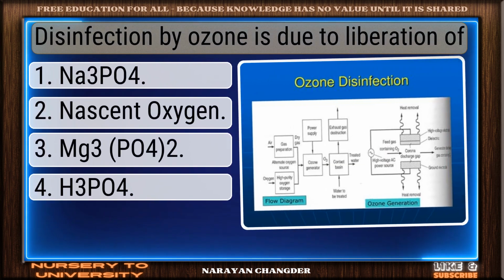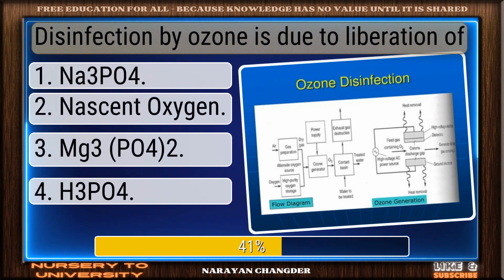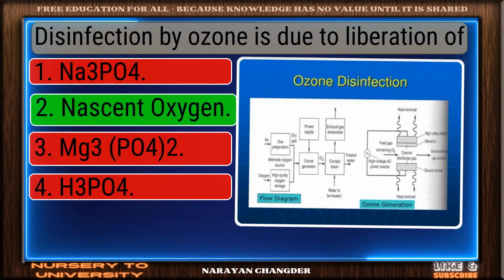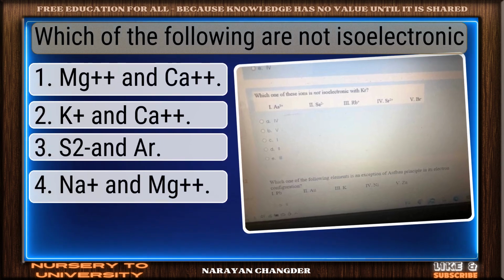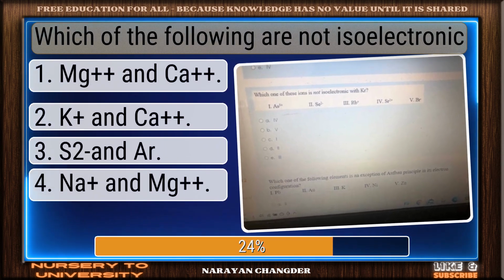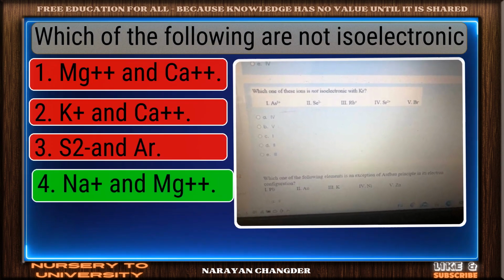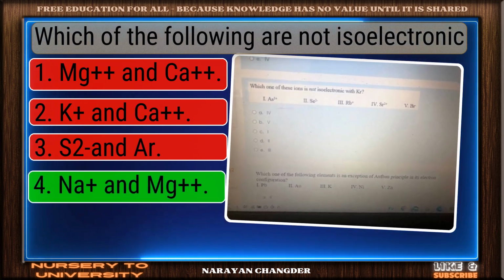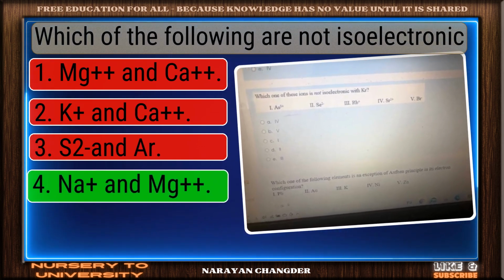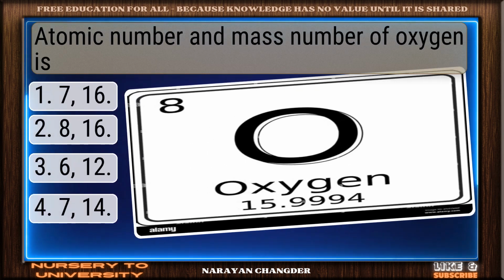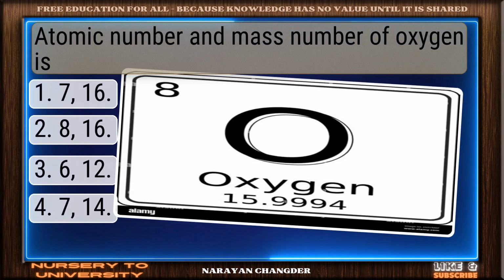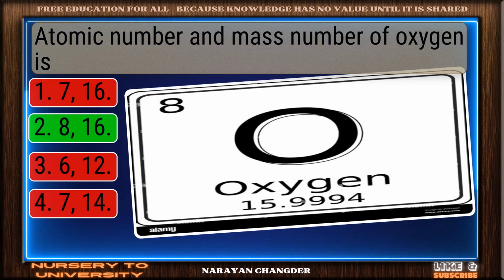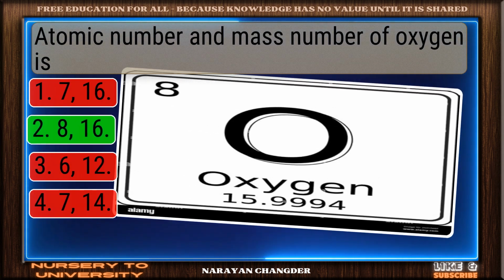Disinfection by ozone is due to liberation of. Bravo. Nascent oxygen is the answer. Which of the following are not isoelectronic? Good thinking. Na plus and Mg plus plus is the right answer. Atomic number and mass number of oxygen is. Nice work. You chose 8 and 16, and it is correct.